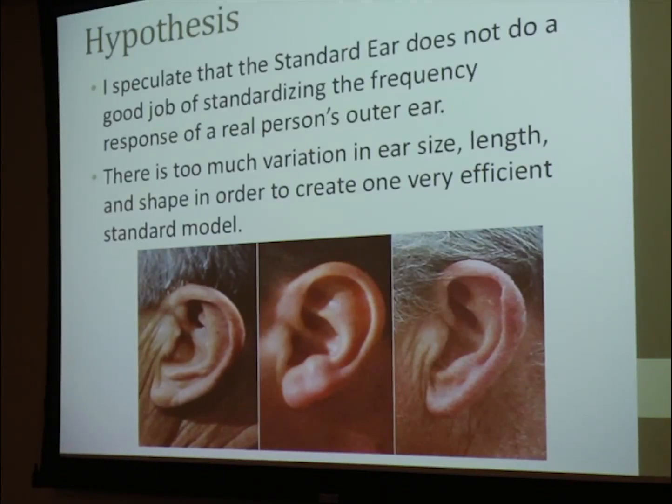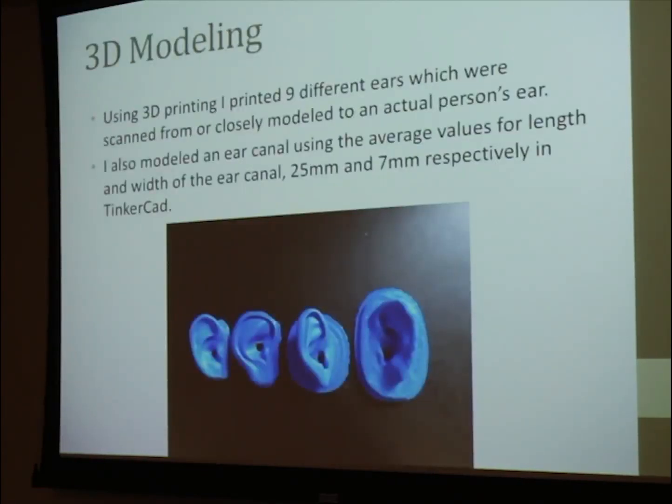Yeah. So there's a lot of variation, and that's my reasoning for thinking the standard ear is ridiculous. Okay, so I needed to use 3D printing in order to get these ears because I had no other good way of figuring that out. And so I printed about nine ears, and they're all relatively different, closely modeled to or actually scanned off of a real person's head. And I also modeled an ear canal with average values for length and width, and so the average values were like 25 millimeters long and 7 millimeters wide.